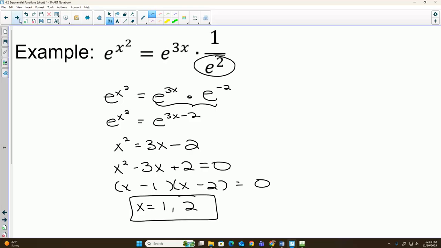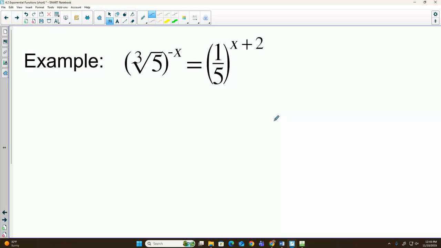Let's do another one. The cube root of 5 to the negative x power equals 1/5 to the x plus 2 power. Our goal is to get the same base on each side. What can we turn both the cube root of 5 and 1/5 into? 5.